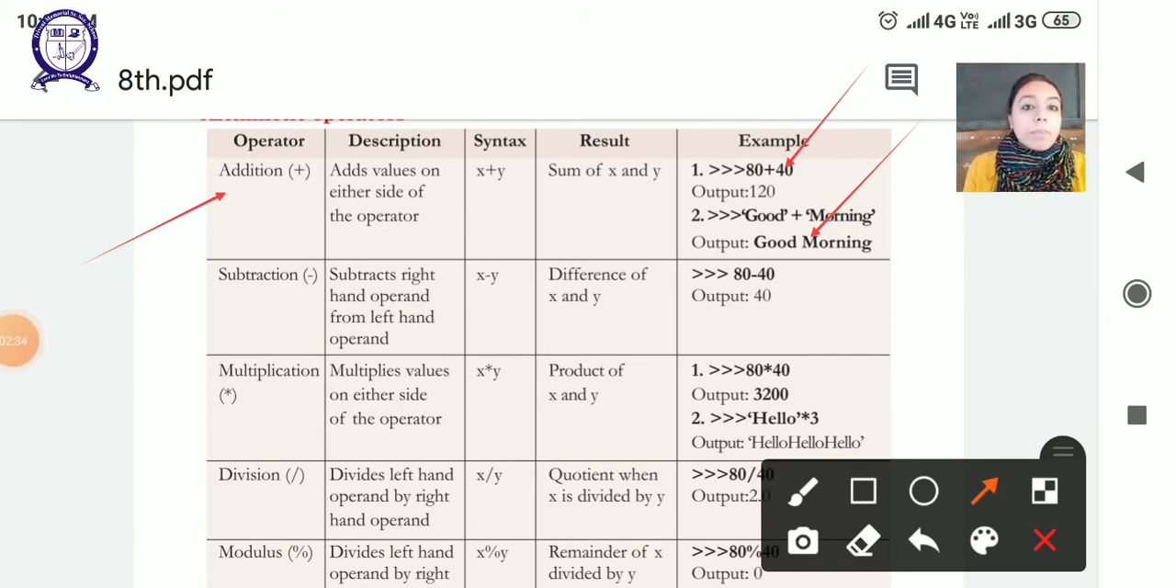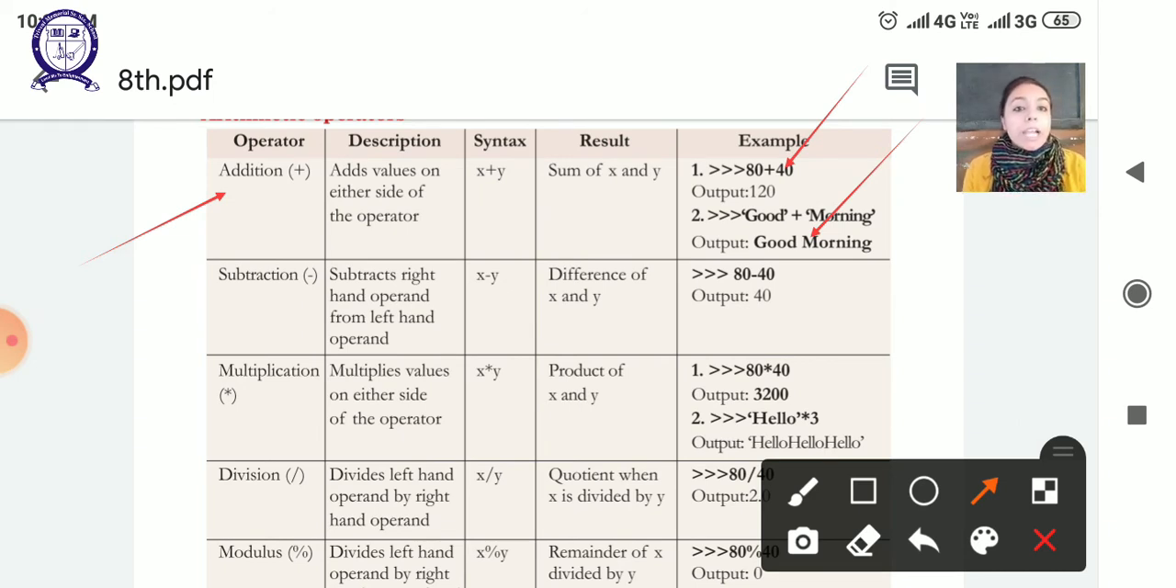Next we have the subtraction operator. It subtracts the right hand operand from the left hand operand. That is, if we do 80 minus 40, the answer will be 40. Next we have the multiplication operator. It multiplies the values on either side of the operator. So 80 into 40 gives 3200, and if it is used with a string like hello into 3, it gives hello, hello, hello 3 times, because a multiplication operator when used with a string replicates the value that number of times.